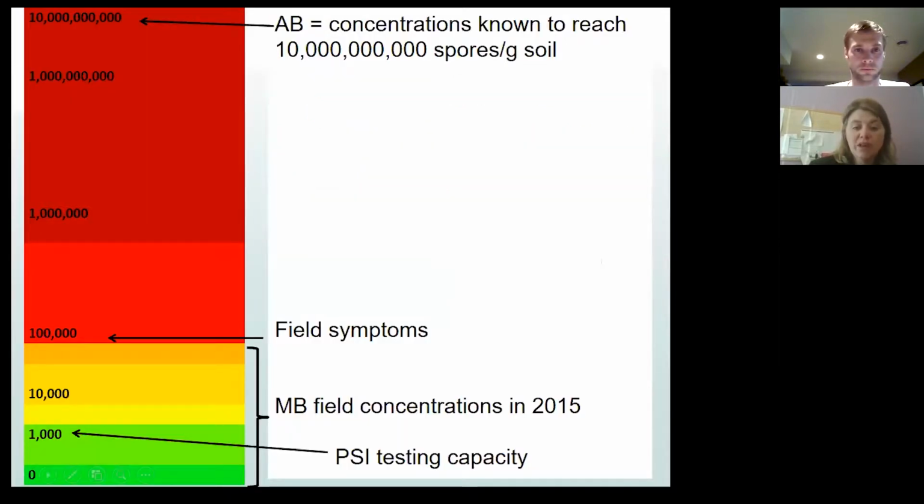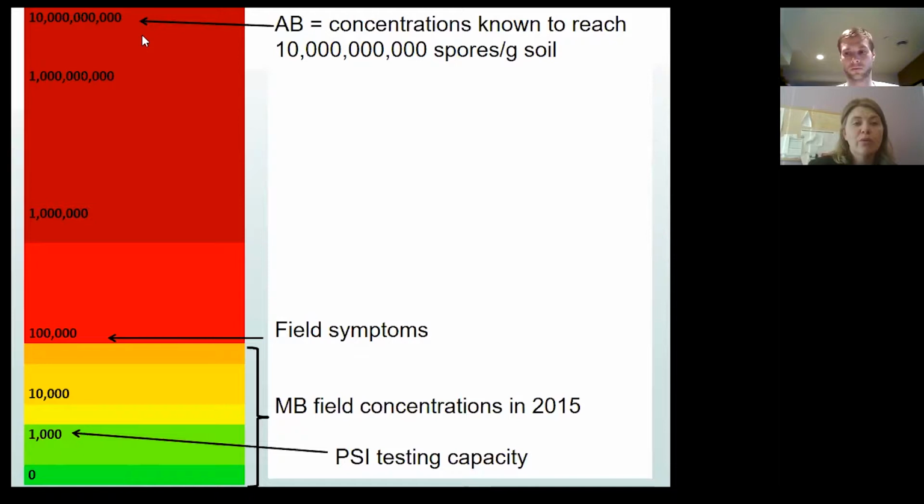So initially what we saw here, this is our testing capacity with PSI. The Manitoba field concentrations in 2015 were all around under that 100,000 to about 1,000. Field symptoms at about 100,000 is what we are seeing in Manitoba and what they've kind of indicated in the literature throughout Western Canada and in Europe and wherever else they're seeing clubroot, because clubroot actually is a worldwide problem. We don't just have it in Canada. Some of the earliest germplasm that we were testing in Canada for resistance was coming from Europe, it was coming from New Zealand and Australia. This is a disease that's worldwide.